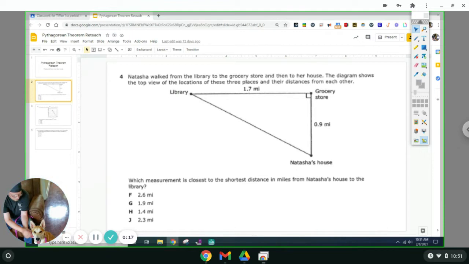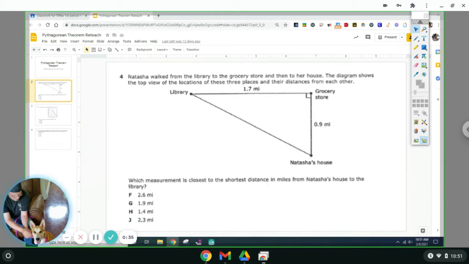It says, Natasha walked from the library to the grocery store, then to her house. The diagram below shows a top view of the location of these places and their distance from each other. Which measurement is closest to the shortest distance in miles from Natasha's house? The shortest distance between 2 points is a straight line.